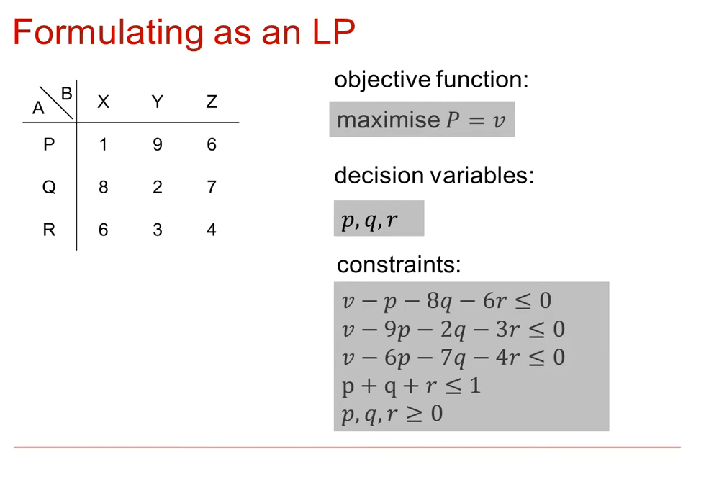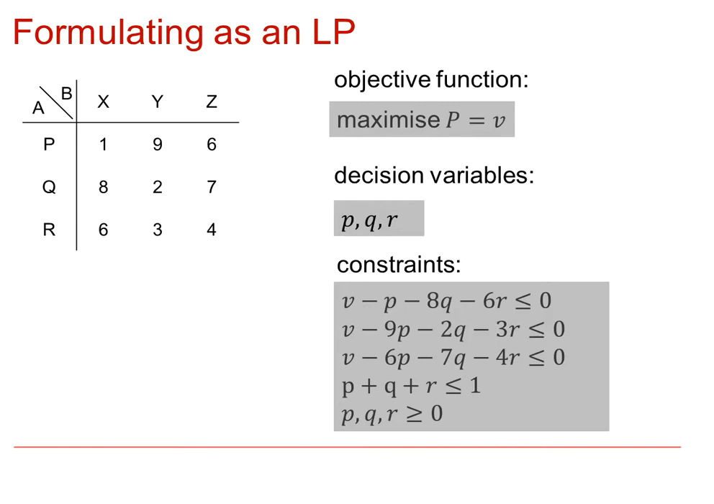Here we have the objective function to maximise P equal to v, which stood for the value of the game for player A. We had identified decision variables p, q and r as the probabilities that player A would adopt strategies p, q or r respectively. And we had come up with the constraints by reading down the columns and then rearranging, so that we had v minus (p plus 8q plus 6r), and then taken those brackets out to get the signs right, and set that less than or equal to 0 for each, so as inequalities.